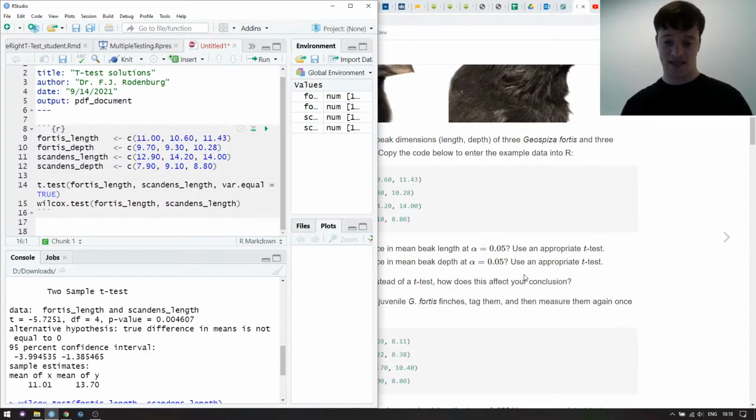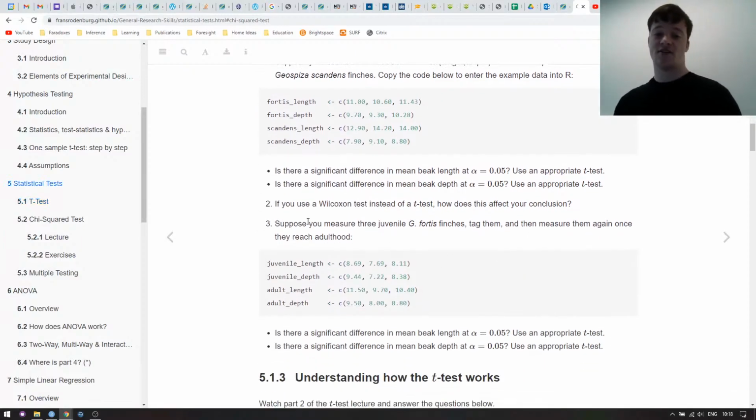Yeah? Okay, then the third one: suppose you measure 3 juvenile G. fortis finches, tag them, and then measure them once again once they reach adulthood. What is the difference here? What do we want to do instead of the other one? Paired, exactly. Because these are the same individuals, right? We just measure them twice.